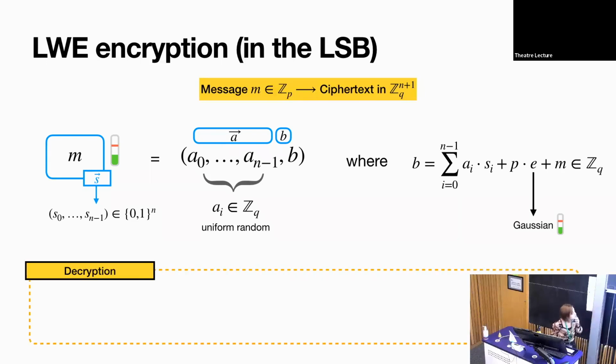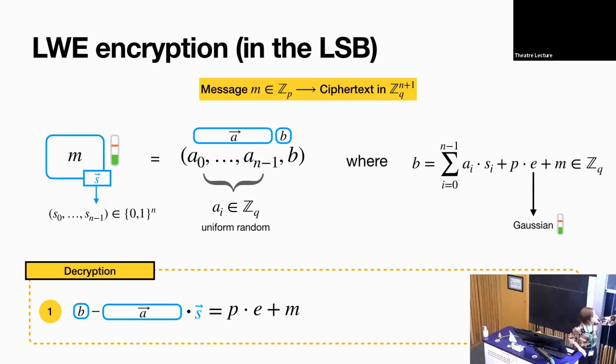Everything else is the same, apart, of course, for decryption. The first part of decryption is the same. You compute B minus A times S. By solving the math, you will see that it gives you P times the error plus the message. And so right now, to retrieve the message, you will do similarly to what we did in DGHV. You reduce modulo P, and you retrieve your message.